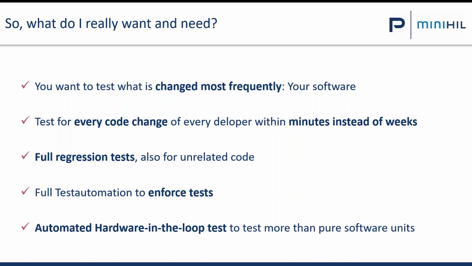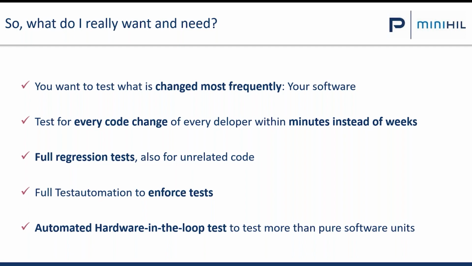I'm sure you know the situation. You change something in the upper left corner, and in the lower right corner, an error occurs. You haven't changed anything there, but you have side effects in embedded software. You have a null pointer, or you have shared resources, and this can lead to all kinds of regression problems. So you want a full regression test for everything.